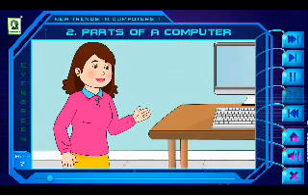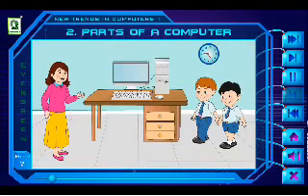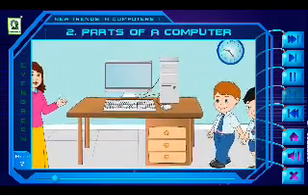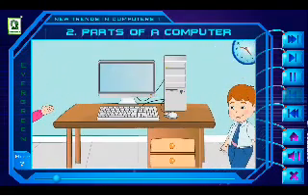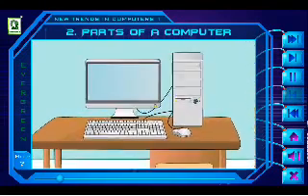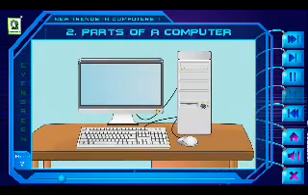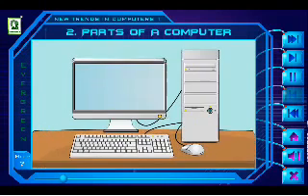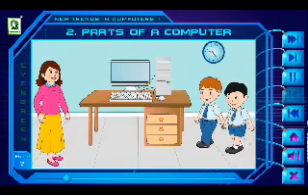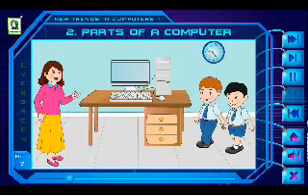Hello kids. Yes, Pranav. This is a part of a computer. See, a computer has many parts. When all these parts are connected together and work together, then you can do work on the computer. Okay, today I will tell you about the parts of a computer.